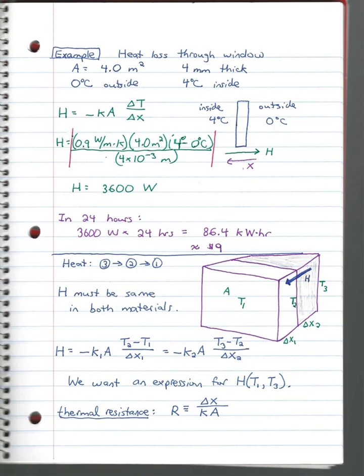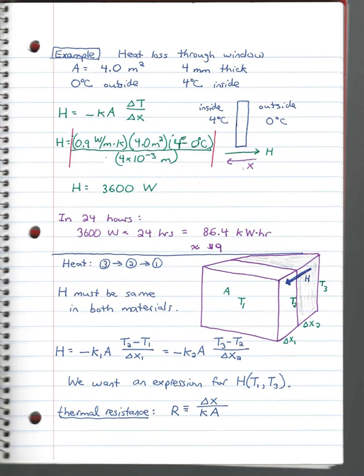Let's look at an example. Let's look at the heat loss through a window. Now this window in my example has an area of 4 square meters and it's 4 millimeters thick. Let's say that it's 0 degrees Celsius outside, nice winter day, and it's 4 degrees Celsius inside.